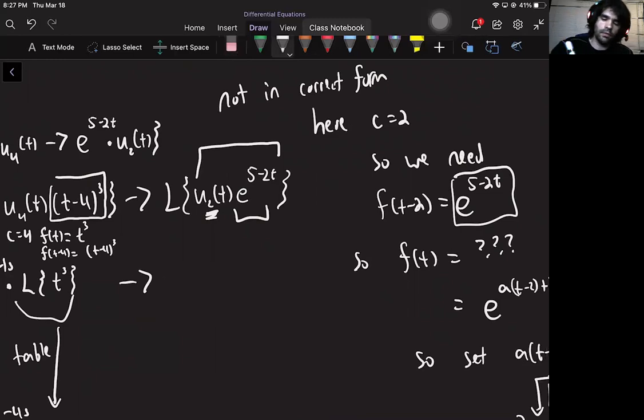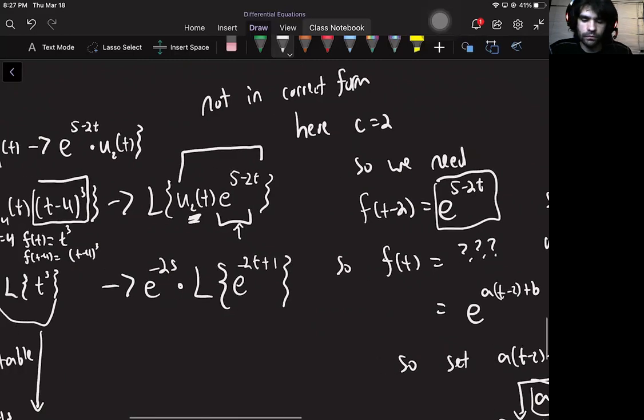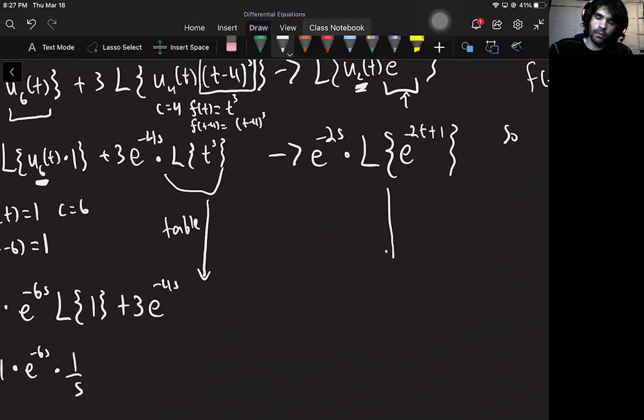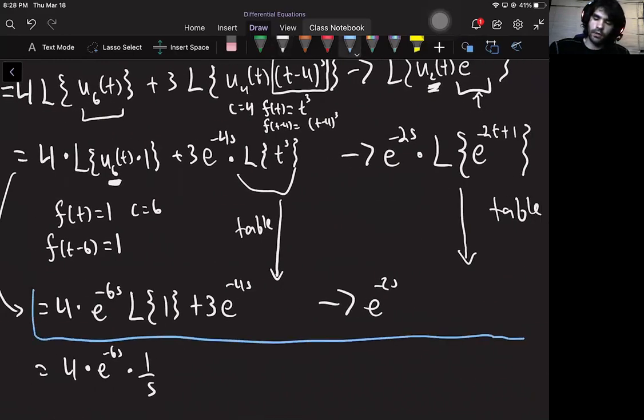So now I know my c is 2. This is going to be e to the -2s times the Laplace transform of, so what is the function that I had to plug in t minus 2 to get me this thing? It was, as we just figured out, e to the -2t plus 1. So then, once again, you would finish this by using the table. So this Laplace transform, you could just use a table to figure out. Okay, so then once you did that, this would be the answer here.